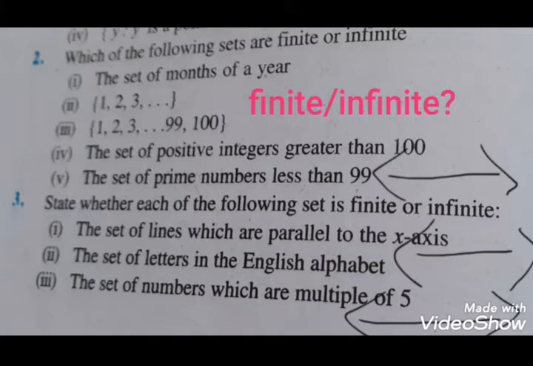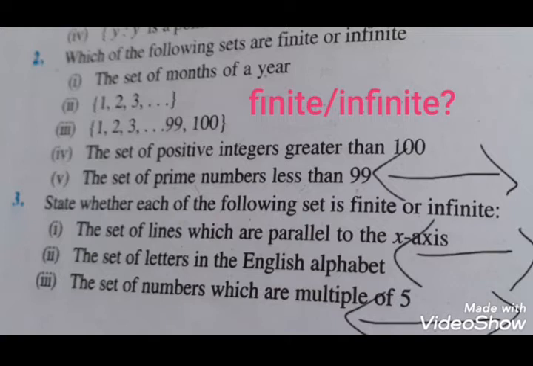Then the next one is 1, 2, 3 up to 99, and the last one is 100. We say that in this set there are 100 elements, meaning the elements of this set are countable, so it is an example of a finite set. Here the first and third are examples of finite sets, whereas the second is an example of an infinite set.